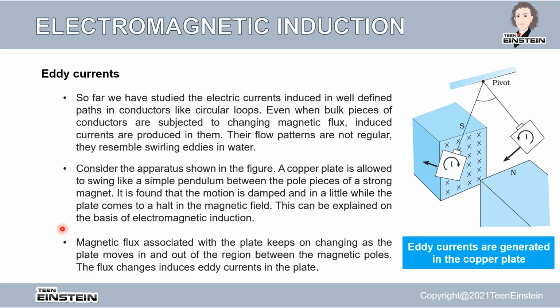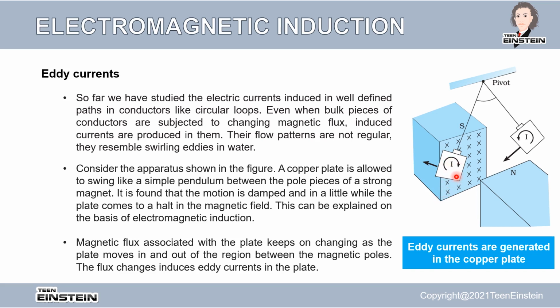It's found that the motion is damped, and in a little while the plate comes to a halt in the magnetic field. This can be explained on the basis of electromagnetic induction. Magnetic flux associated with a plate keeps on changing as the plate moves in and out of the region between the magnetic poles. The flux change induces eddy currents in the plate. So when the bulk object is made to move within the magnets, after some time it comes to rest. So why it is happening, we are going to see.